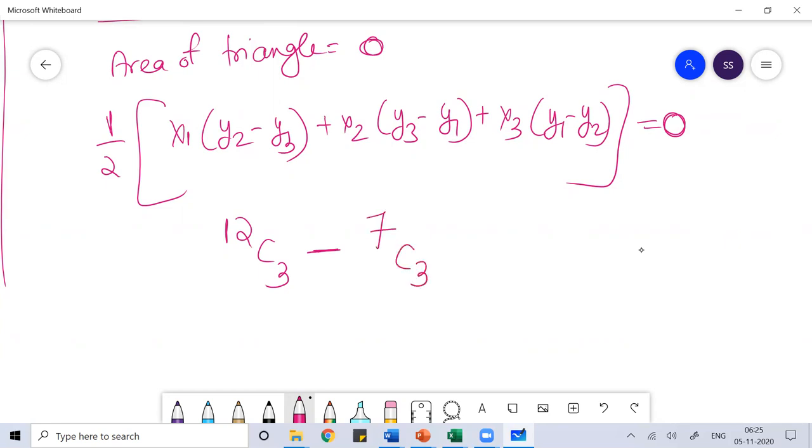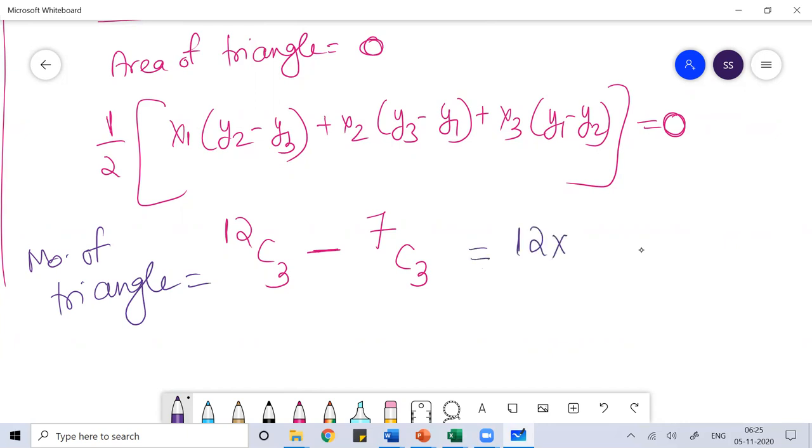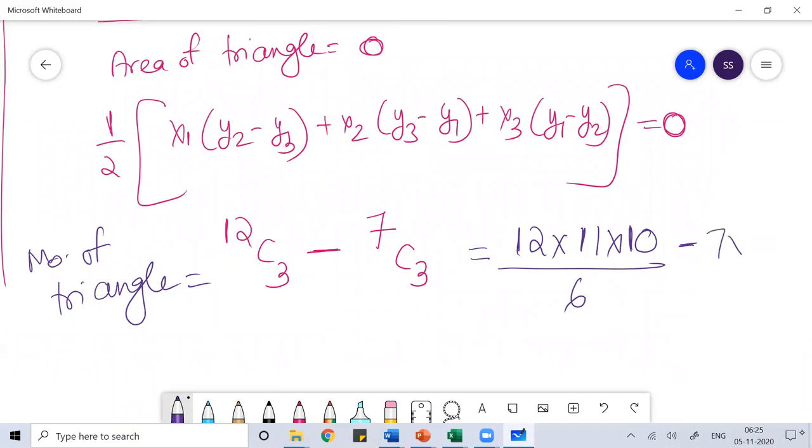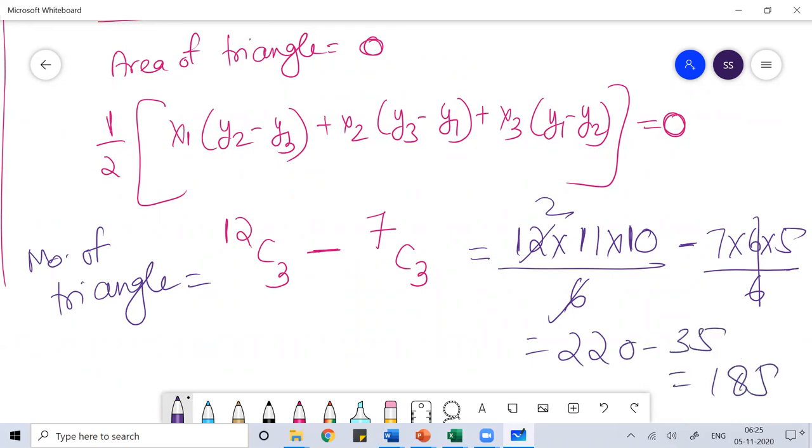Because 7 points are collinear, how many triangles will you get ultimately? The number of triangles that you will get will be equal to 12C3 minus 7C3. What is 12C3? That is 12 into 11 into 10 divided by 3 factorial, which is 6, minus 7C3, that is 7 into 6 into 5 by 6. So 6 gets cancelled. This is 2. This is 220 minus 35. So you will get 185.